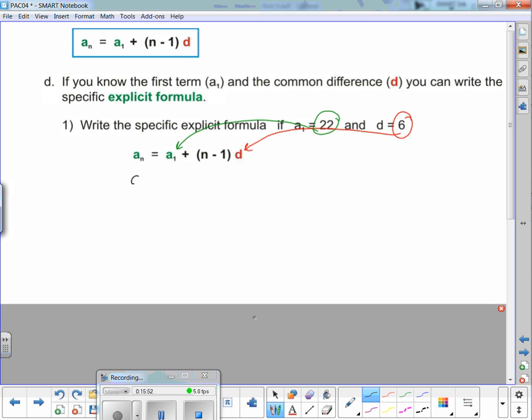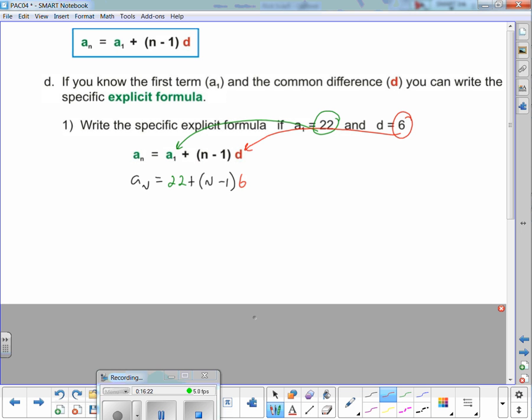So here's where we end up. A sub n equals, I'll use my color here, 22 for the A sub 1, right? You just subbed in the first term, plus sign, parentheses, we still have the n, we still have the negative 1, and now I sub in for the d, I put a 6. Okay, the last thing we have to do is simplify this.